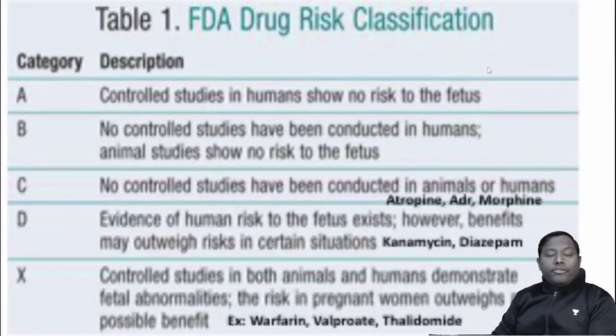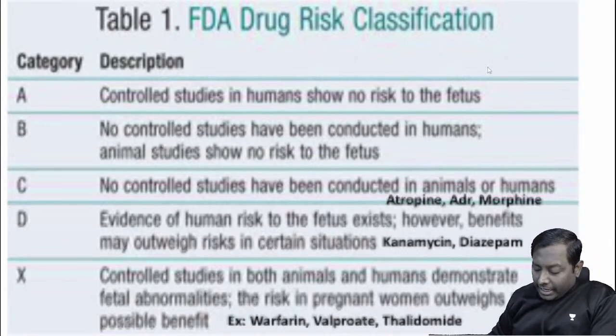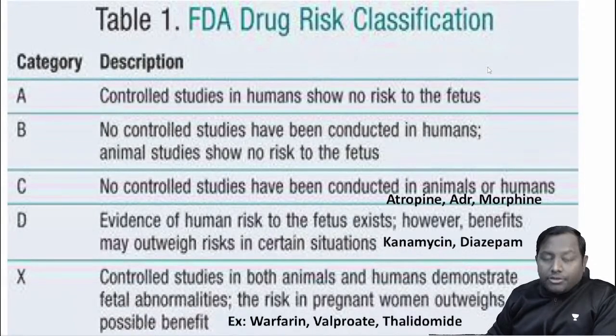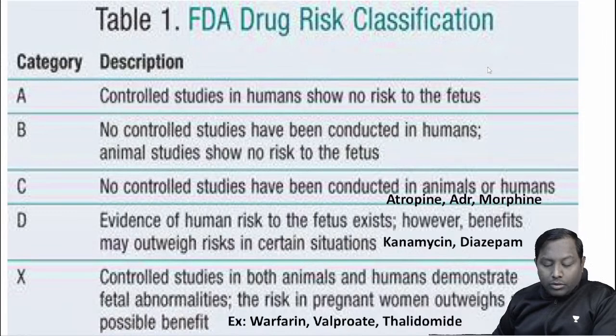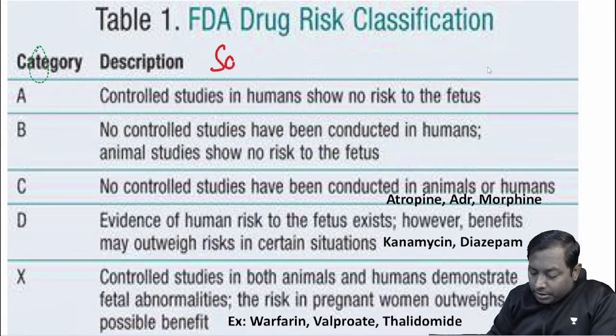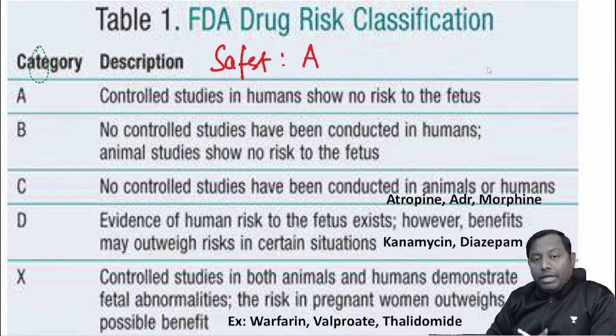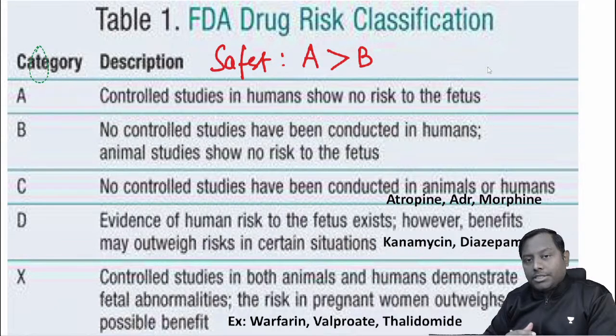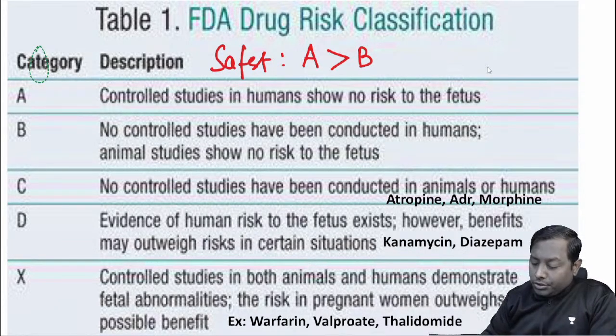Okay. Now US FDA has given the drug risk classification according to the risk of teratogenicity, and whenever it comes to category, remember T for teratogenicity. The safest among all of them will always be category A drug. Animal and human models show no risk to the fetus. Then comes B. They have not done a human study, but the animal model shows no risk to the fetus.